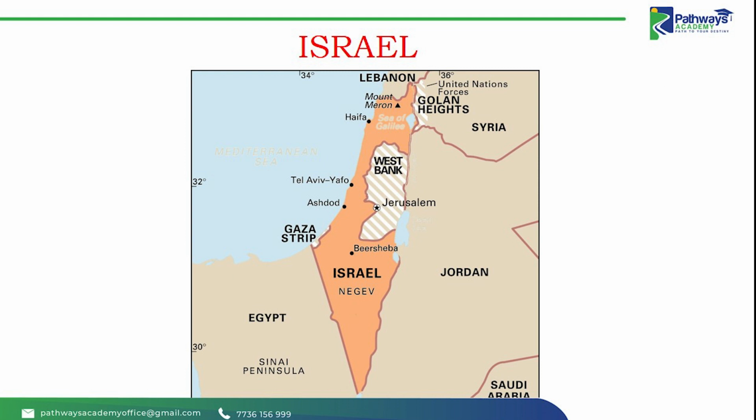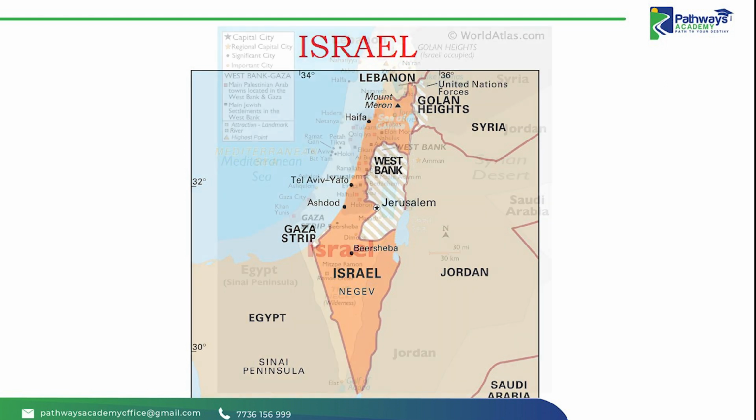Most probably, you will get another question. They will ask, Golan Heights is surrounded by which nations? If you see this map, you can see four nations are surrounding Golan Heights. That are Lebanon, Syria, Jordan, and Israel, and this is very, very important.